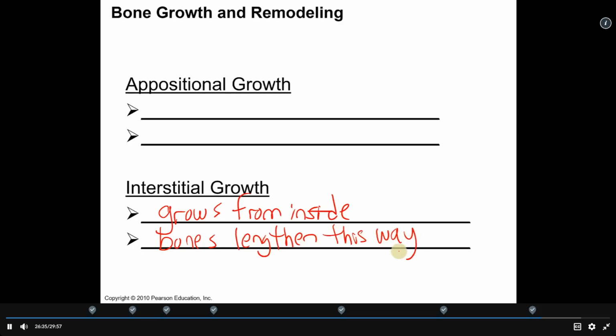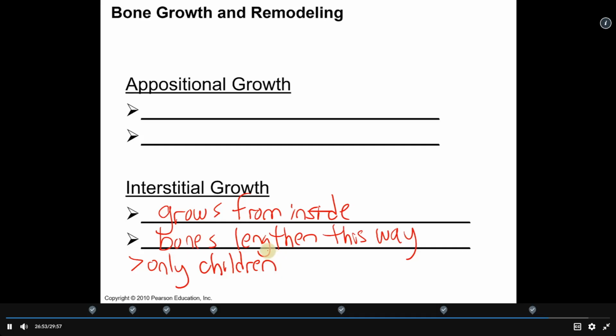Okay? Who does interstitial growth happen in? Does it happen in children or children and adults? So remember, this is how bones lengthen. Well, it only happens in children because once people reach adulthood, they stop growing lengthwise.